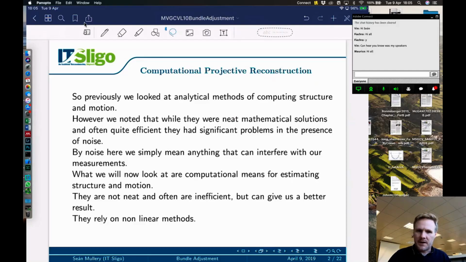So what we'll now look at are computational means for estimating the structure and motion. They're generally not neat, and often they're inefficient. In fact, in some cases, it's very difficult to even determine exactly how long they are going to take to do.